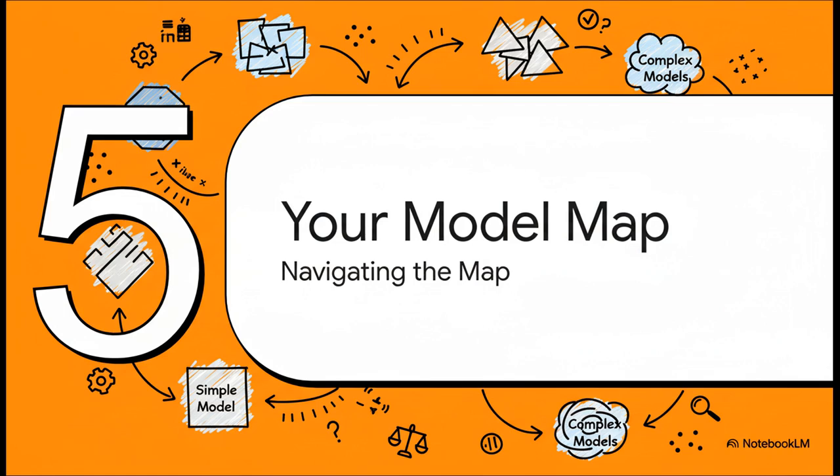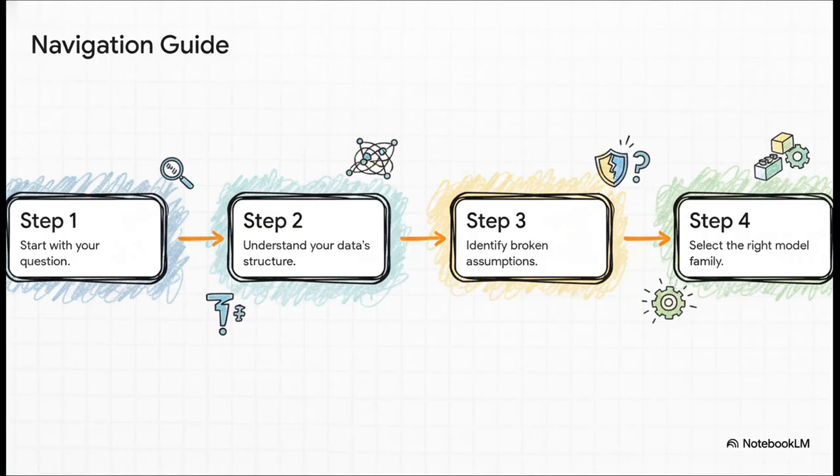So let's bring this all together. How do we actually use this map in the real world? How do we get from our question to the right tool for the job? Well, it's actually a pretty simple 4-step process. First, and most importantly, get crystal clear on your research question. What are you actually trying to find out? Second, really look at your data. What does it look like? Is it counts? Is it clustered? Third, compare your data to that perfect world model we started with and figure out which rules your data is breaking. And fourth, you just use those broken rules as signposts on the map to guide you to the right family of models. It's that simple.